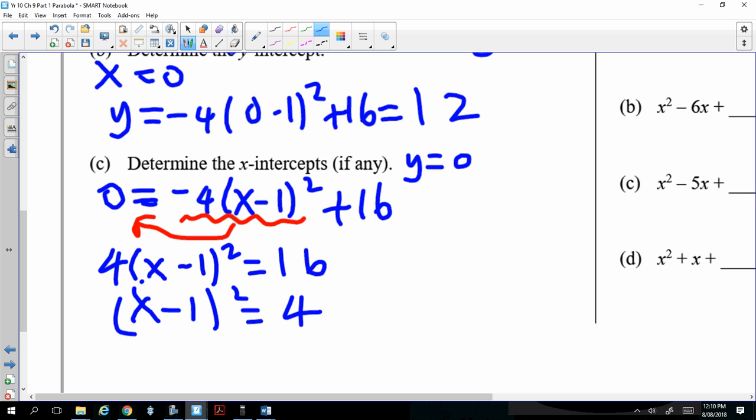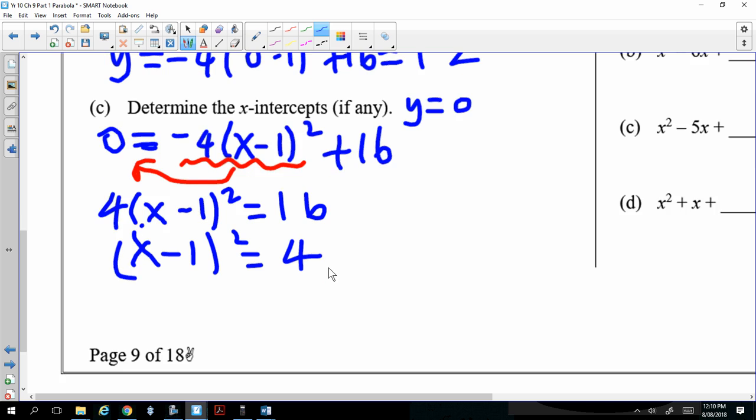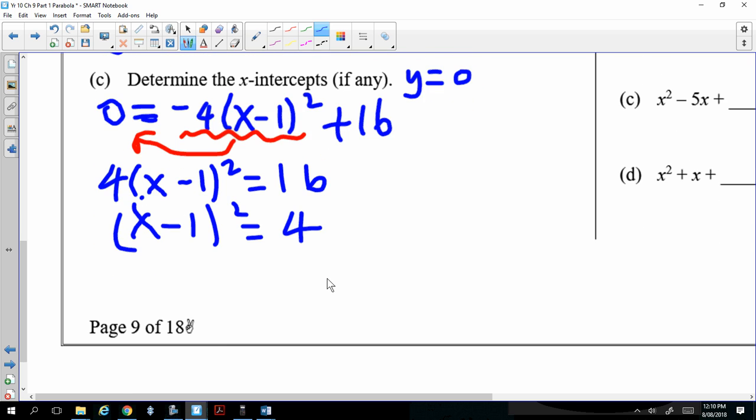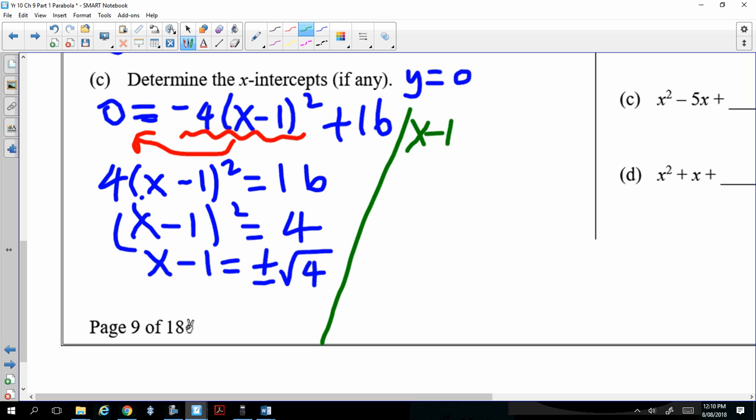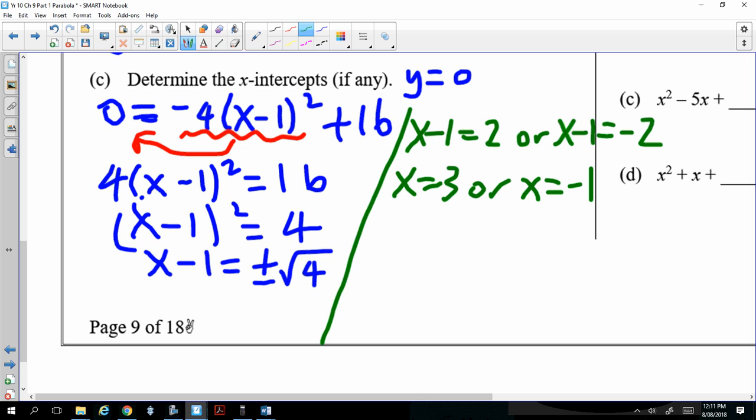And when it is in the perfect square form, you can just square root to find your answer. So let's square root that. x - 1 = ±√4. Now what's the square root of 4? It is 2, isn't it? So you write x - 1 = +2 or x - 1 = -2. Can you see that? The square root of 4 is 2 or -2. So now you have to find x. So x = 3 or x = -1. These are the two x-intercepts.